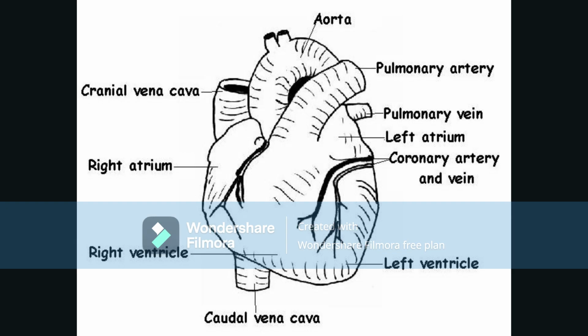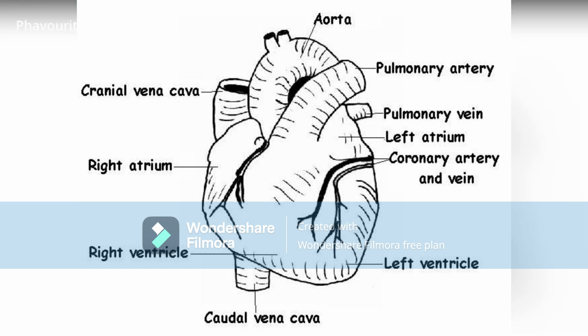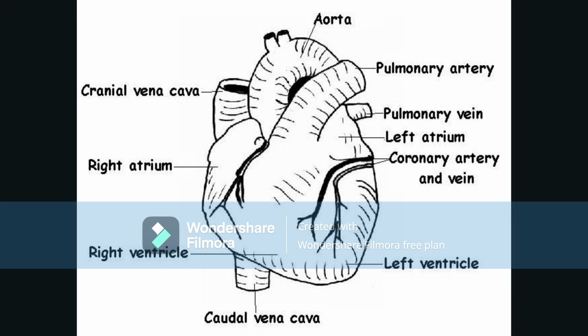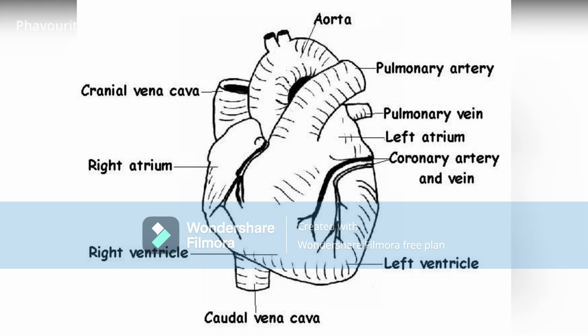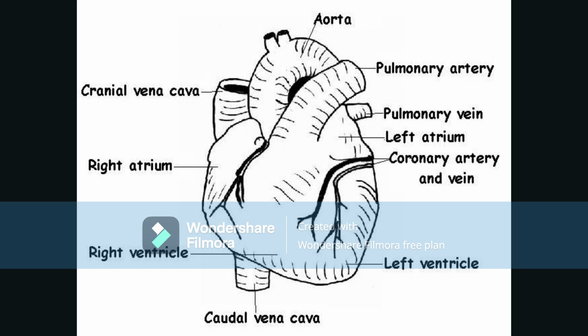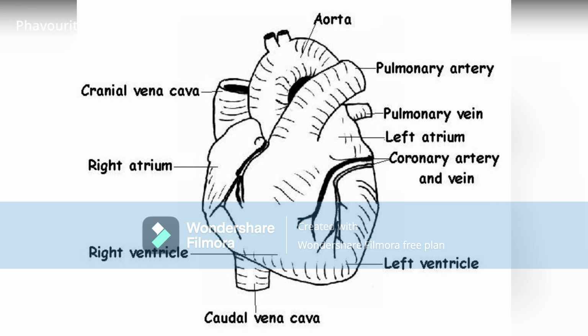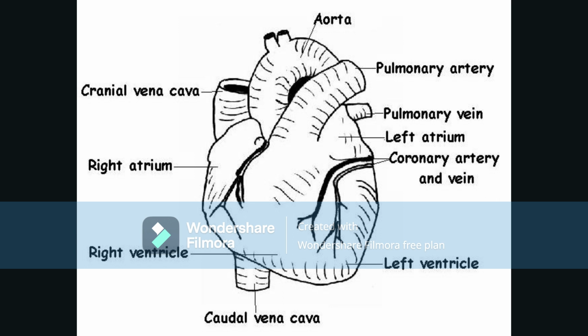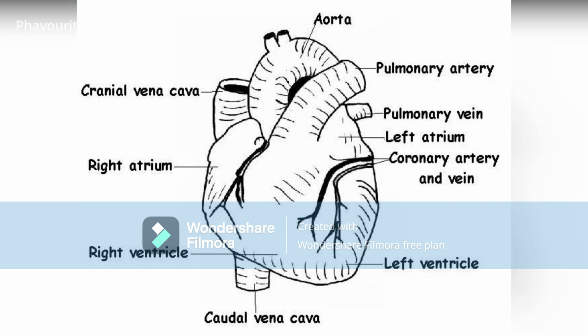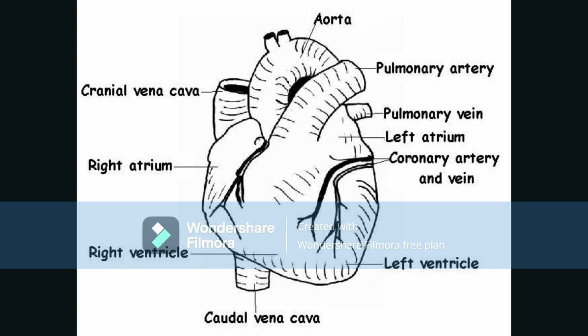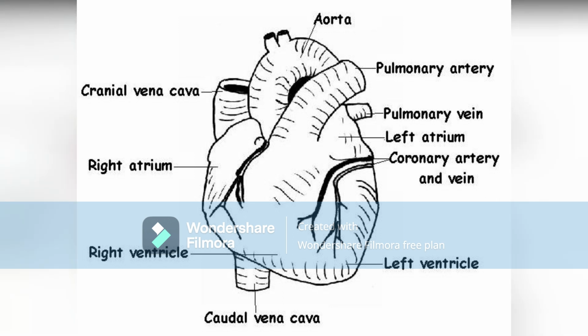So the next I will go to is the chambers of the heart. The heart has 4 chambers: the right atrium, left atrium, the right ventricle, and left ventricle. The left and right atria are called the receiving chambers, which pump blood into the ventricles, that is the left and the right ventricle. And the ventricles are the discharging chambers. So these are the 4 chambers of the heart.